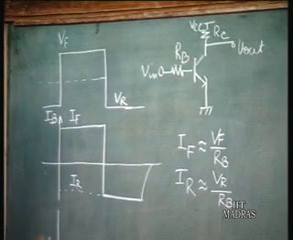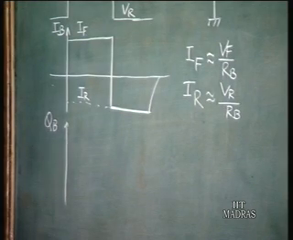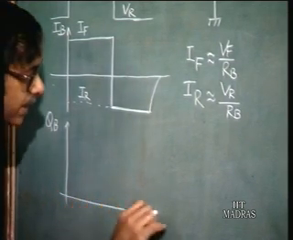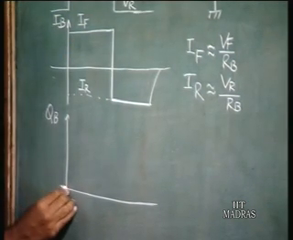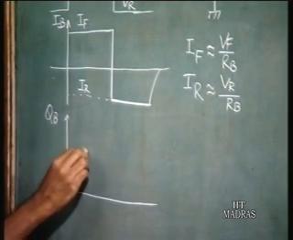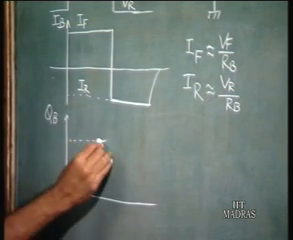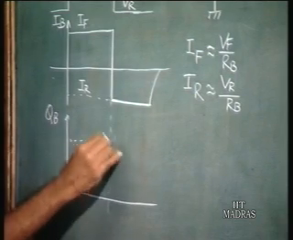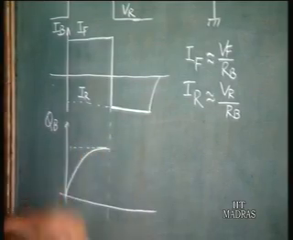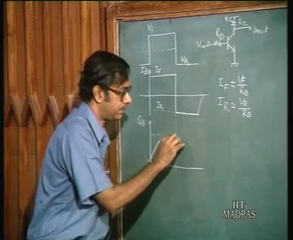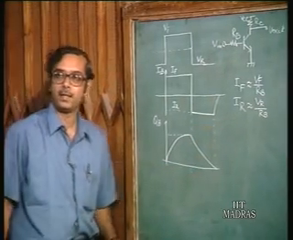So, with this assumption, if we now plot the base charge, we have also seen that. What happens is, in this period, the base gets charged, it builds up, and then when the input voltage goes negative, the base charges are removed. So, it basically goes to 0 here.